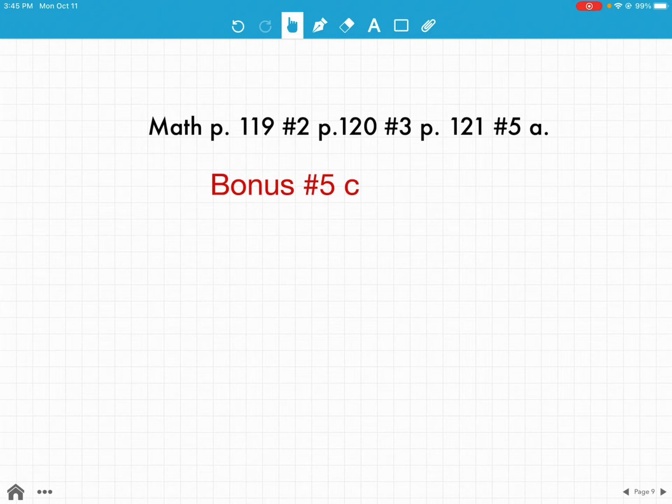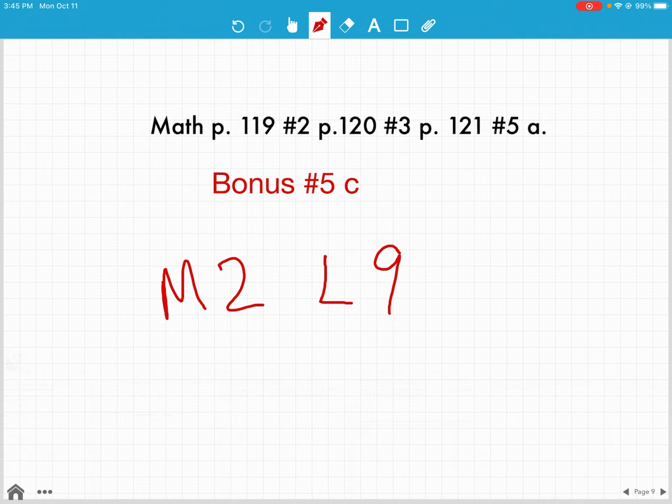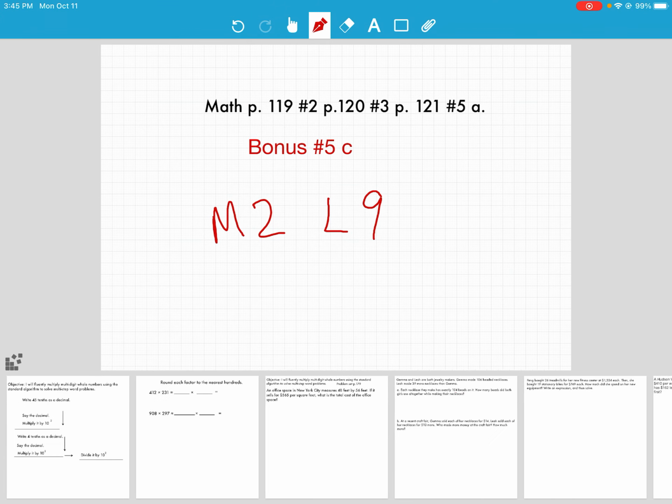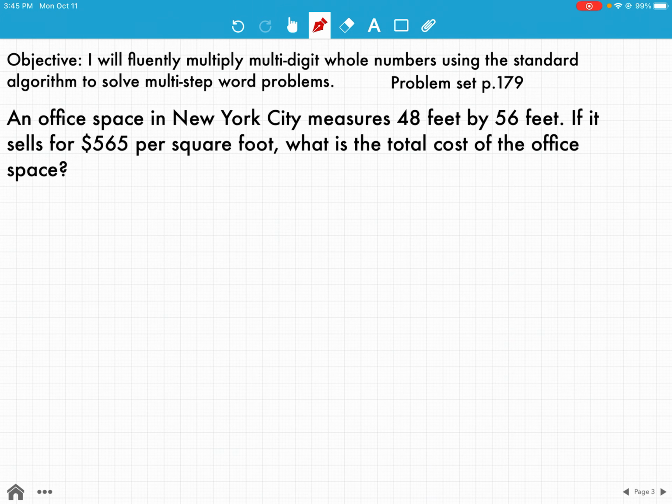Alright, this is homework help for Module 2, Lesson 9. These are word problems, and let me get to the objective really quick. I will fluently multiply multi-digit whole numbers using the standard algorithm to solve multi-step word problems.